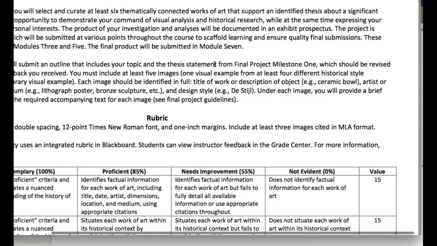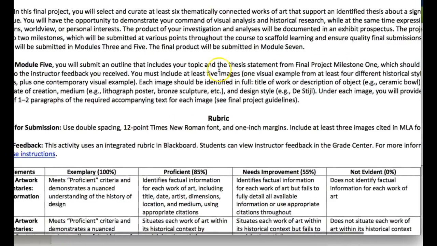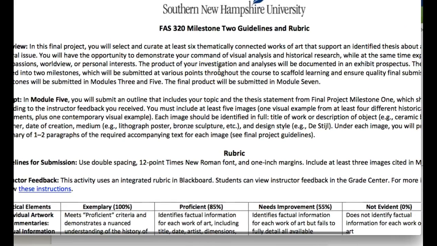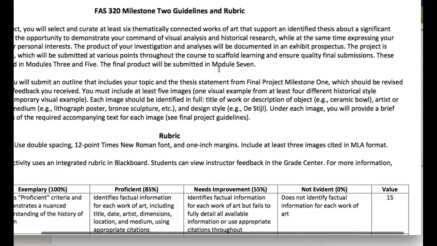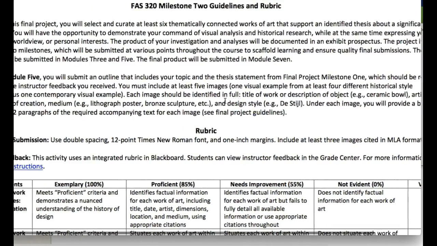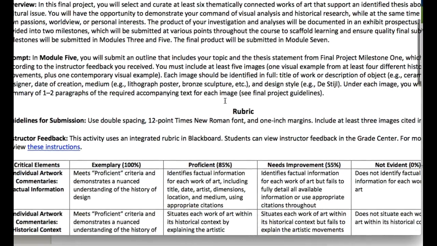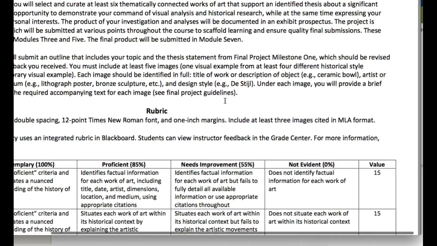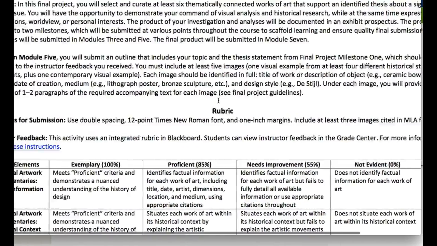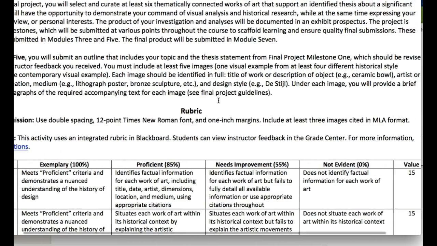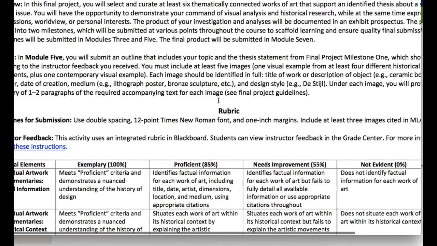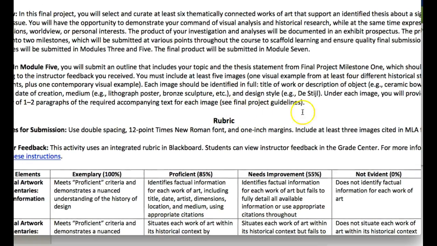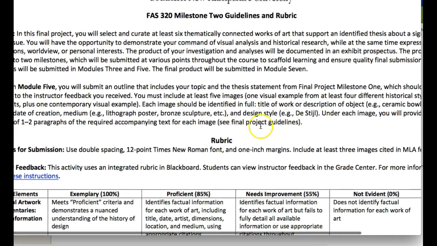Again, that's 5 images due this week. I will expect that your images are all identified in full, including the title, the description of the object, the artist, the designer, the date of creation, the medium, and the design style. Then you're also going to take those 5 images and provide a brief summary of 1 or 2 paragraphs per image of the required accompanying text for each image. That's in the final project, so take a look at the final for that.